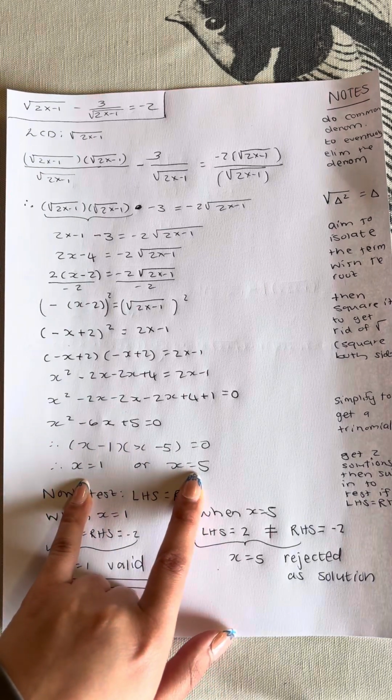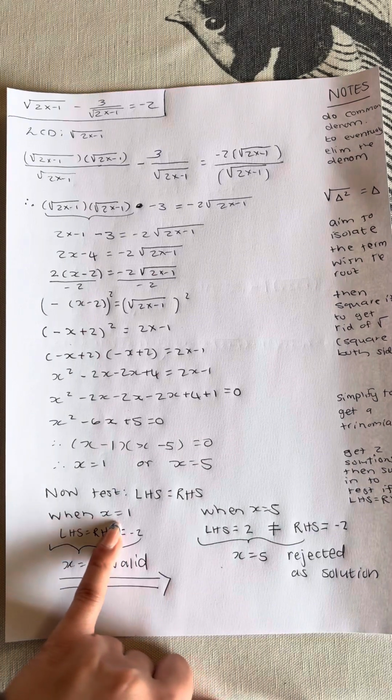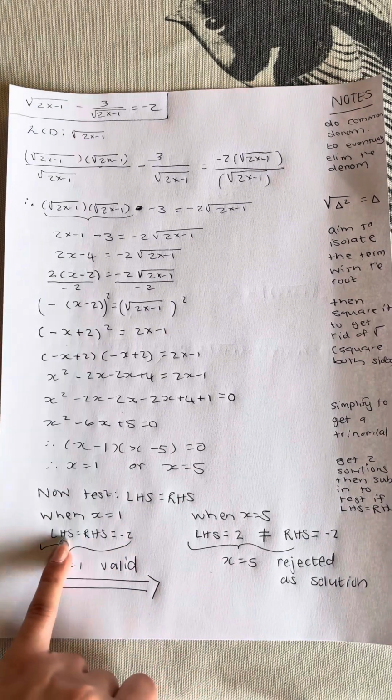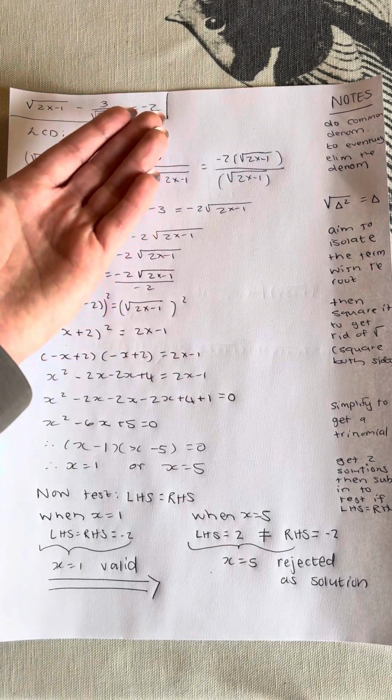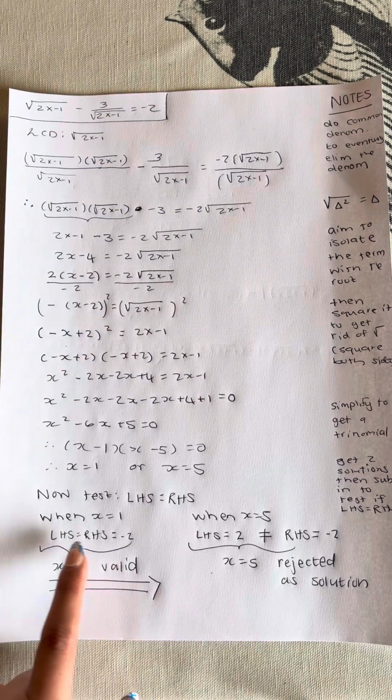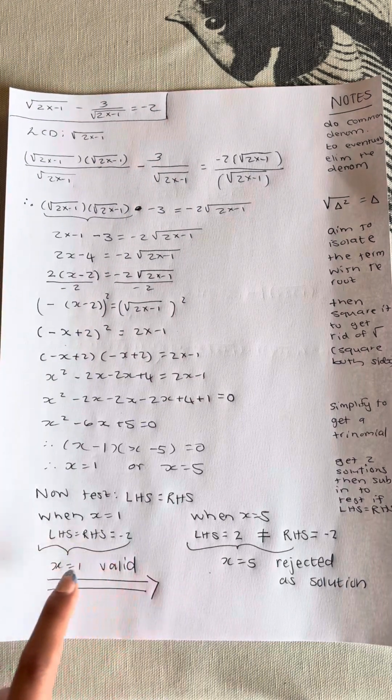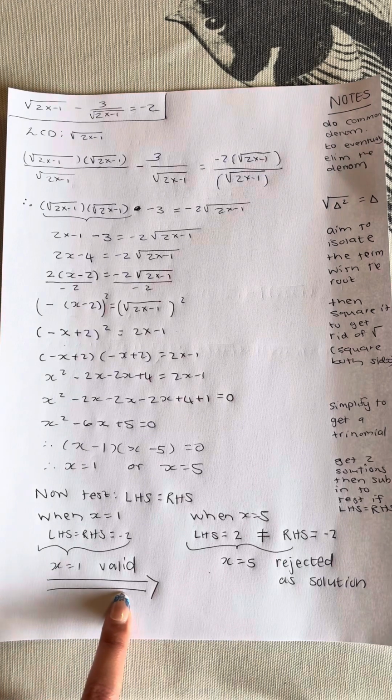substitute in these values. So when we test the solution of x is equal to 1, when you plug it in on the left-hand side of the solution, you'll see it actually gives you the same value as what the right-hand side was. So because your LHS and your RHS are the same, this as a solution is valid.